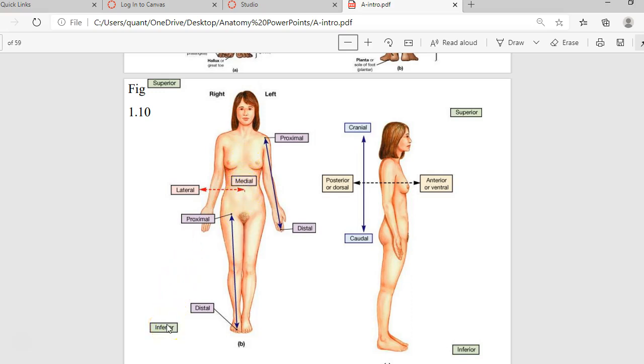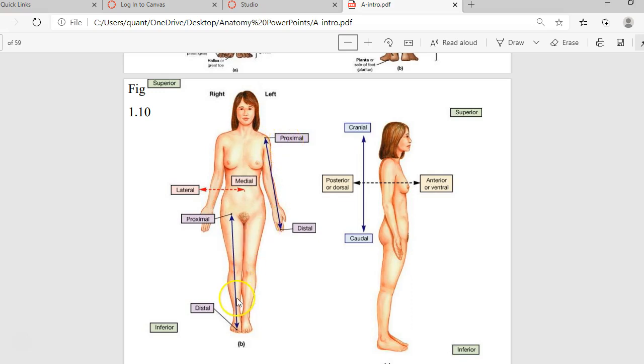If you're on the torso going down, that would be inferior. Now, you can't use the terms superior and inferior on a limb. You've got to use proximal and distal, because what if she raised her hand above her head? Then the fingertips would now be superior, technically. So you use distal. If you're going towards the fingertips, you're going distally. If you're going towards the shoulder, you would be going proximally.